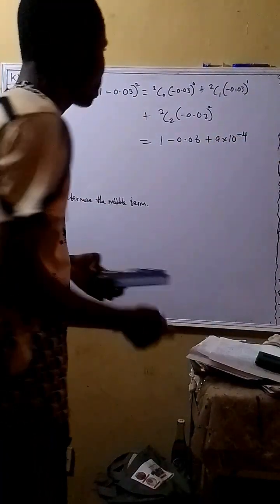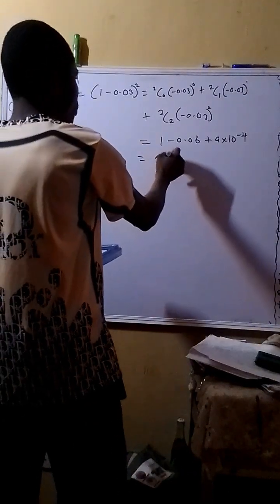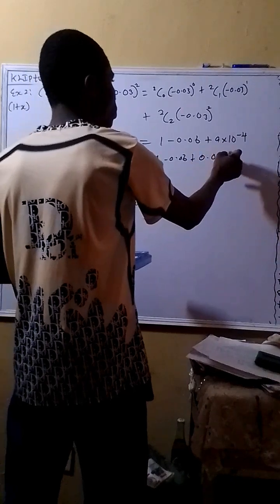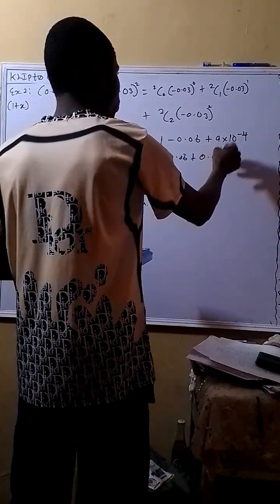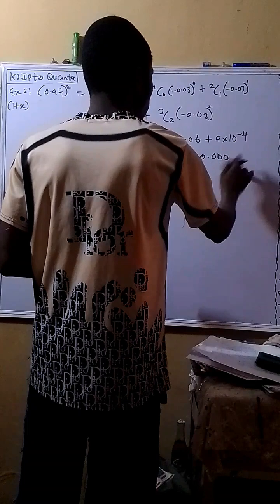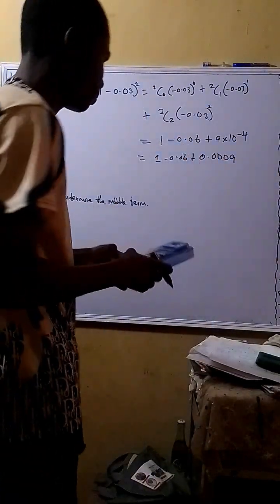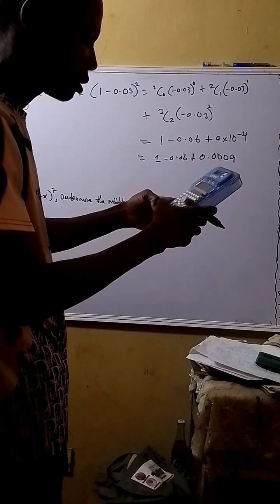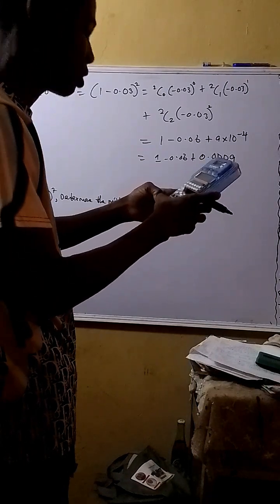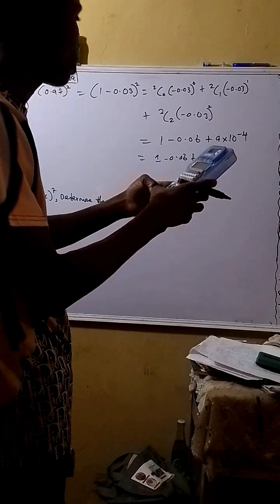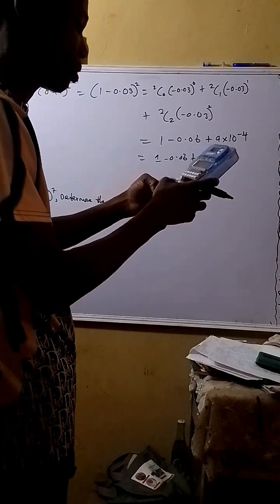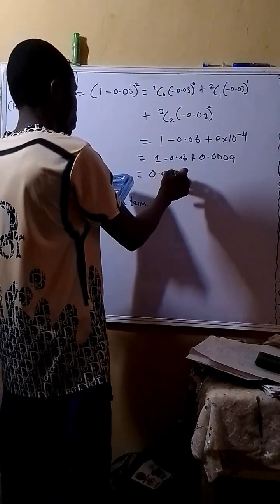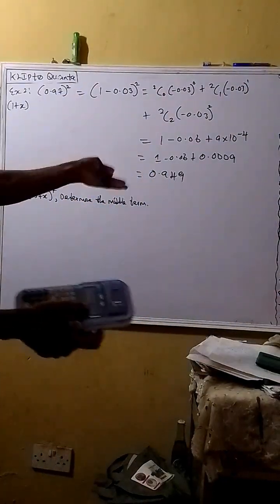And at that point, you know what you are going to be having. So this will be equal to 1 minus 0.06 plus you are going to have 0.0009. That's 1, 2, 3, then 4. So at this point, you have 1 minus 0.06, right, plus 0.0009. So at that point, our answer will give us 0.9409, approximately.